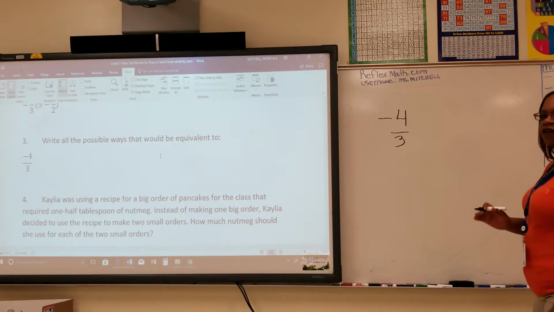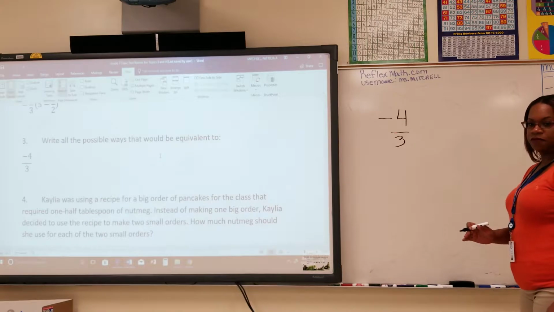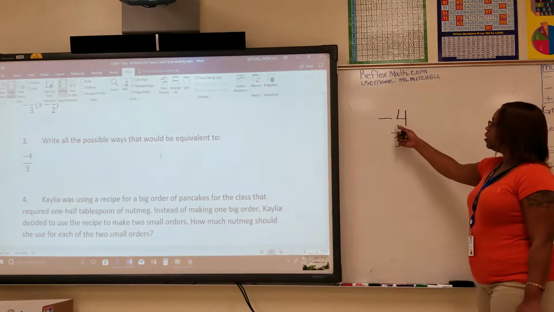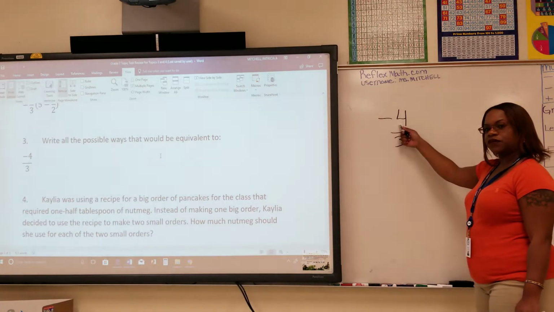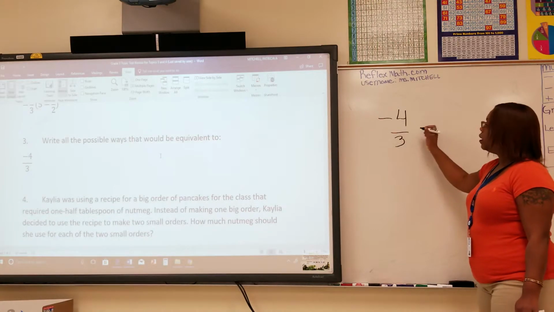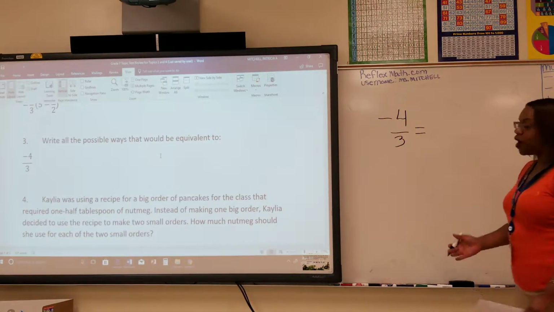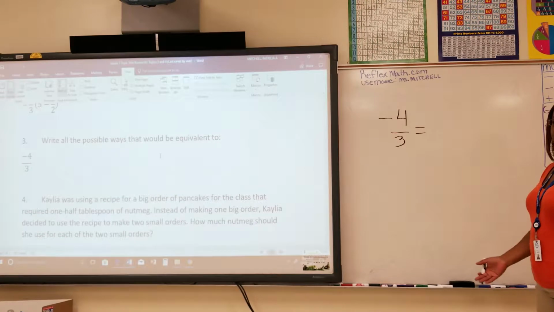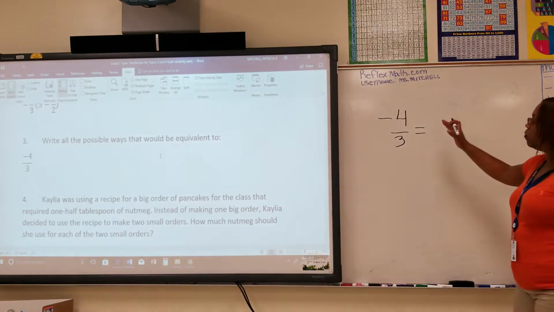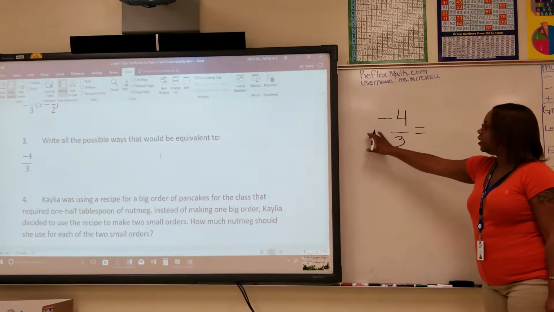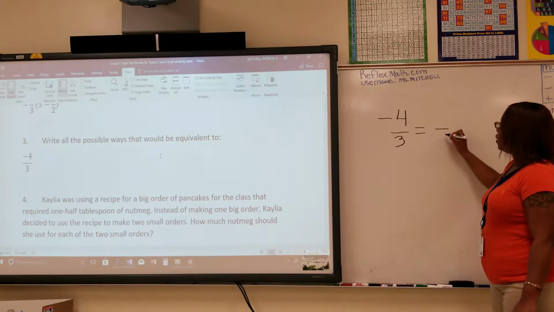Notice where they have the negative, okay? They have the negative connected to the numerator, all right? So another way that we can write it, and we won't change this value, is that we can write it with the negative here. So it'll be negative 4 thirds.